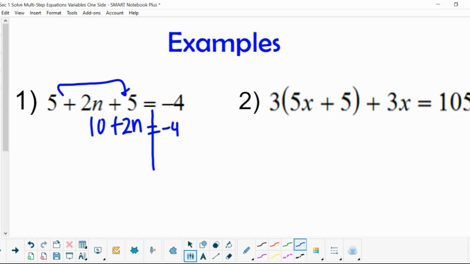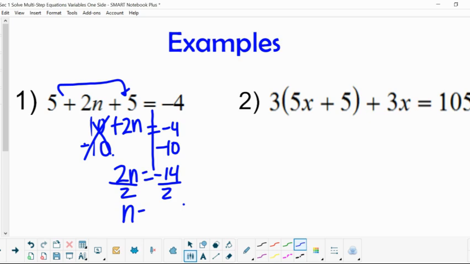Aiden, what would you do next? We want to solve for n. Good, subtract 10. Nicely done. Subtract your 10 on both sides. Yes. Guys, what's negative 4 minus 10? Good. Negative 14. 2 negatives come together and get bigger. And then everybody tell me how to finish. Divide. So negative 14 divided by 2, what's our n? Negative 7.